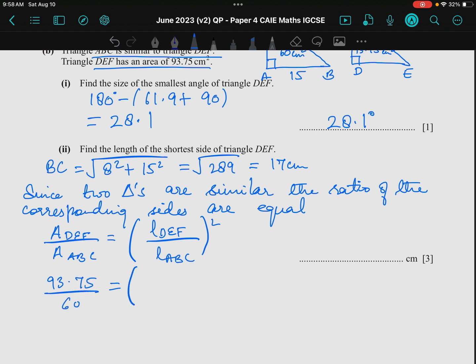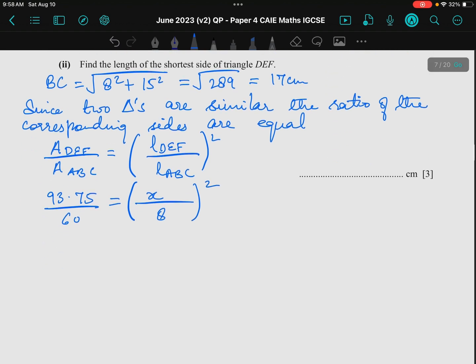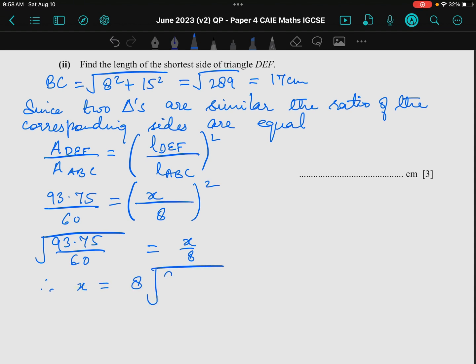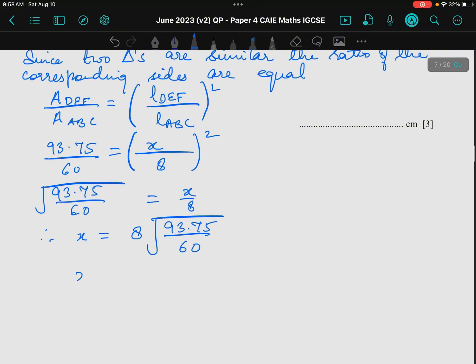Length of DEF smallest is what we have to find, x, and for the smallest side of ABC it is 8 square. So under root, 93.75 upon 60 is equal to x upon 8. Therefore x is equal to 8 under root 93.75 upon 60. When you put this in your calculator, you will get x answer as 10 centimeters.